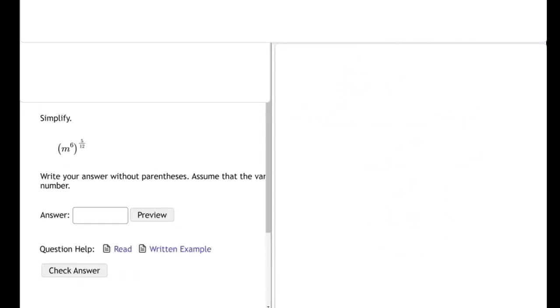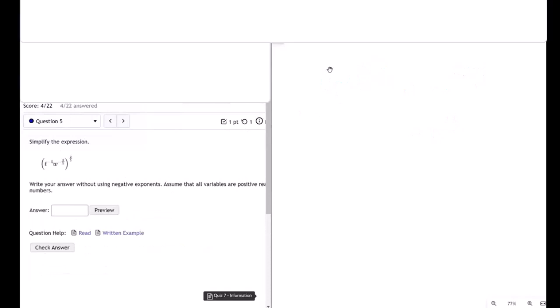This one's just multiplication. I have m to the 6th to the 5/12 power, which is equal to m to the 6 times 5/12. I can just cancel this 6 with this 12. I would get a 2 in the denominator. So my final answer would be m to the 5/2 power.